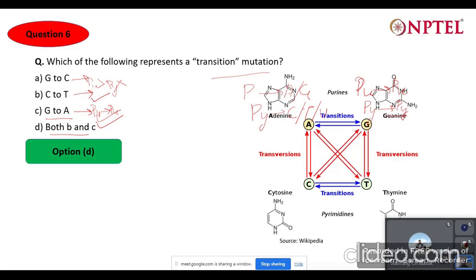This can also be seen from this diagram. When adenine and guanine are exchanged, that is a transition mutation, and when cytosine and thymine, which are pyrimidines, are exchanged, that is also a transition mutation. But when adenine is exchanged with C or T, which are pyrimidines, that is a transversion mutation, and similar is the case with the other three too.